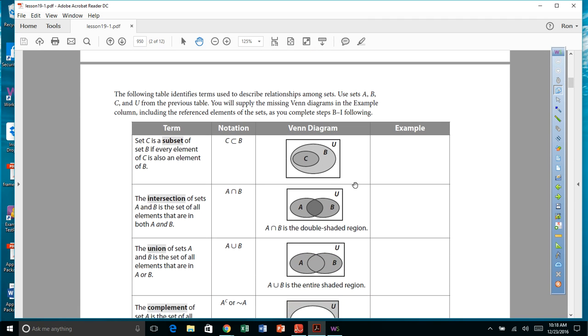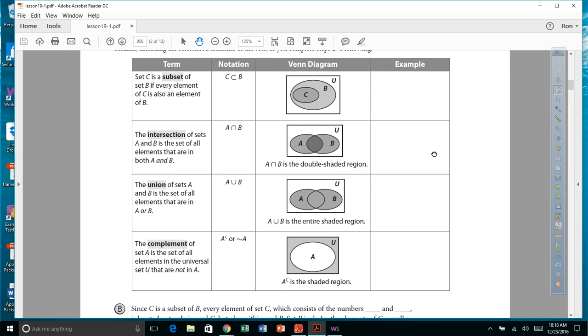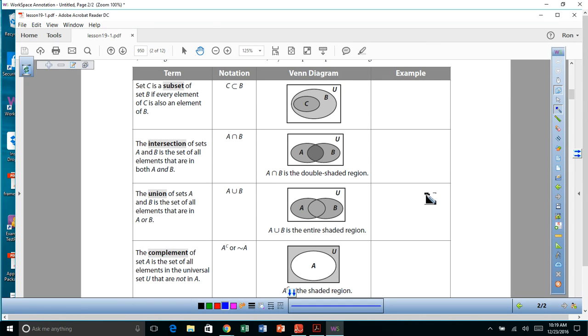The following table identifies the terms used to describe relationships among sets. Use sets A, B, C, and U from the previous table. You will supply the missing Venn diagrams in the example column, including the reference elements of the sets as you complete steps B through I following. So let's see here. Well, that all fits on there just like that. So I'm going to take a picture of that. All right, good.